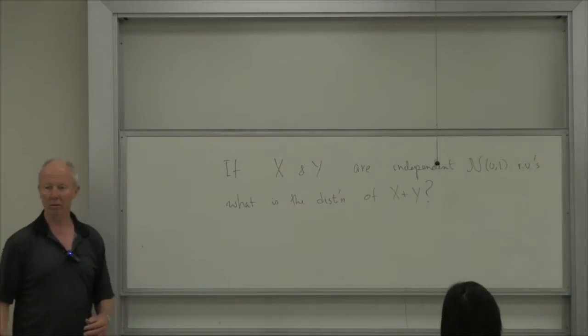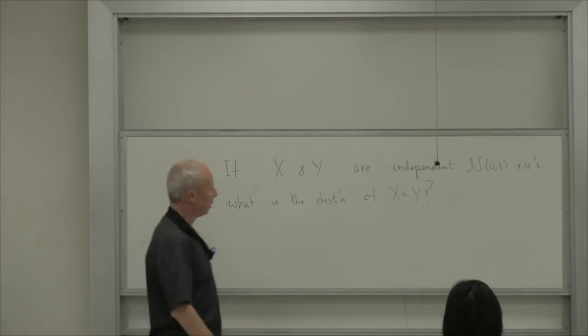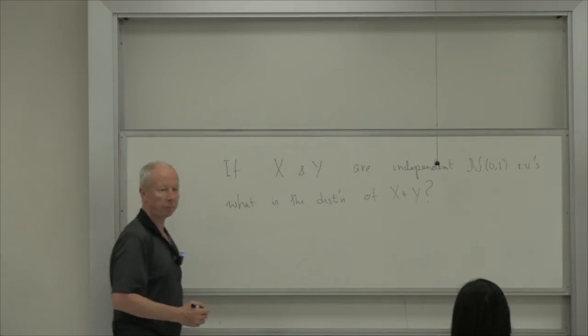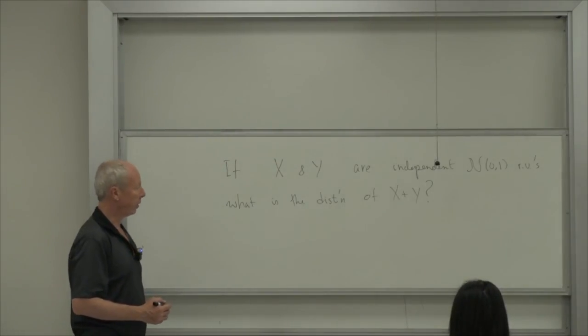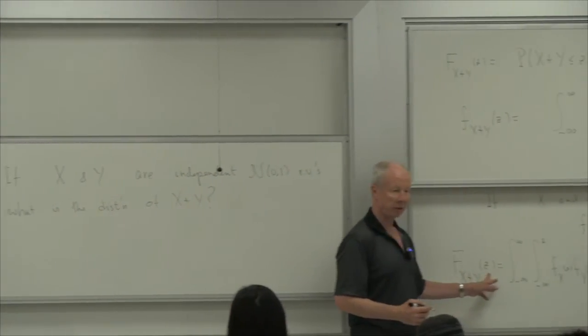Suppose you have two normal random variables. They're independent. They're normal with mean 0 and variance 1. What is the distribution of their sum? That means you want to find the distribution function. You want to find the probability that X plus Y is less than or equal to z.